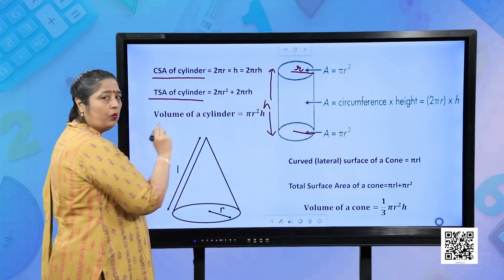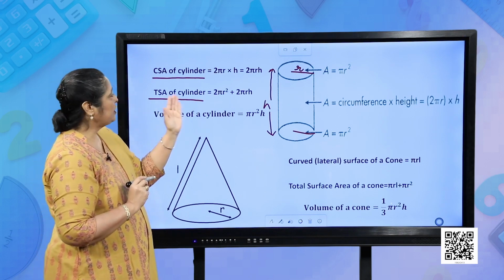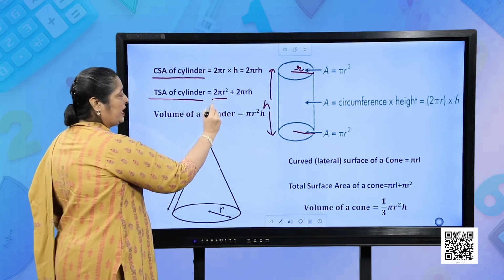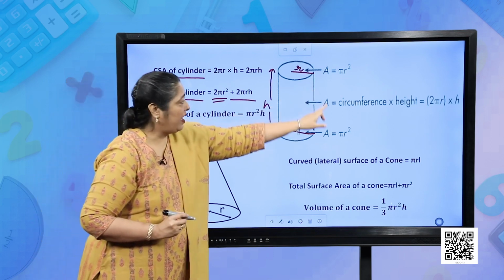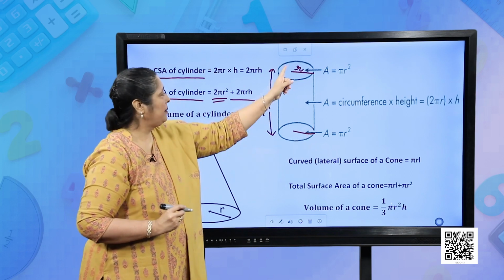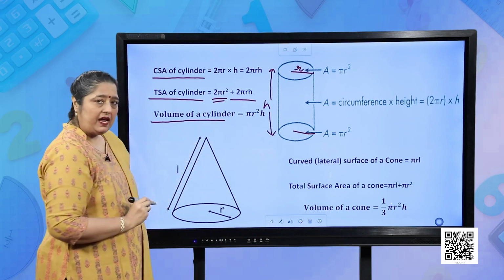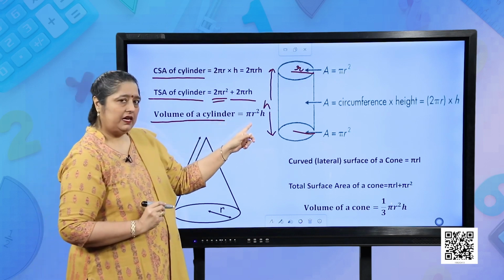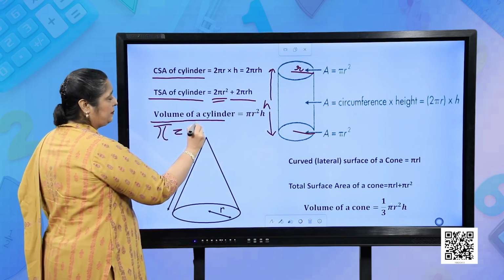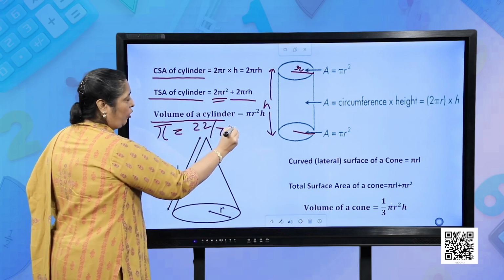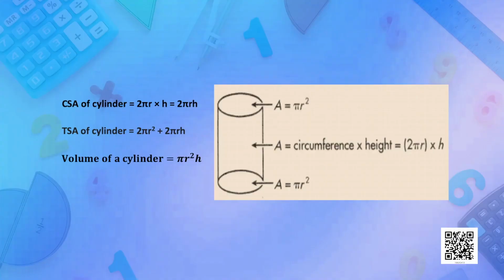Also, TSA. What is TSA? TSA is total surface area. So, total surface area of the cylinder is 2 pi r h plus pi r square plus pi r square, right? Now, volume of a cylinder is pi r square h, pi into r square into h, and the value of pi can be 22 by 7 or 3.14. Let us move forward to other shapes.